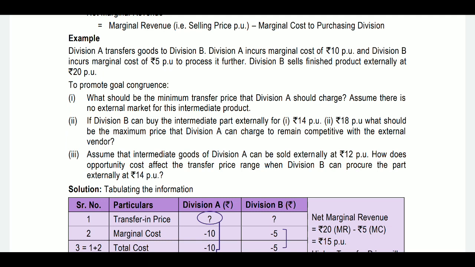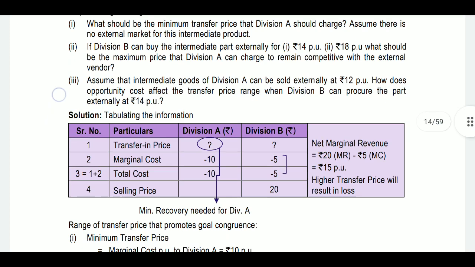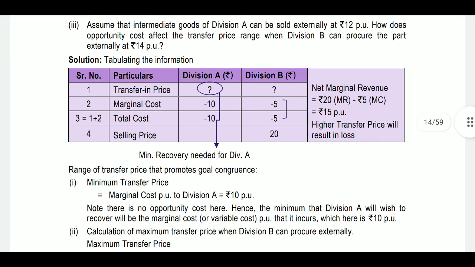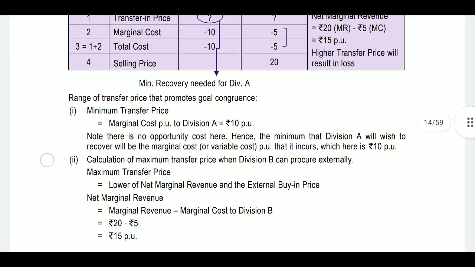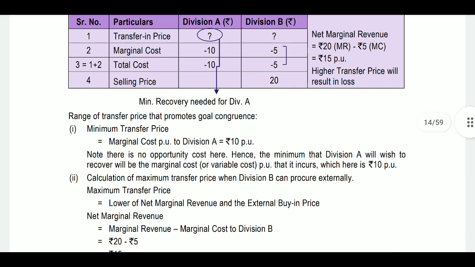Okay, and how does opportunity cost affect the transfer price range when division B can procure the parts externally at 14 rupees? So A can sell externally at 12 rupees and their buying price is 14 rupees. So we will see what the minimum transfer price is. The answer will start by tabulating the information and calculating the transfer price.